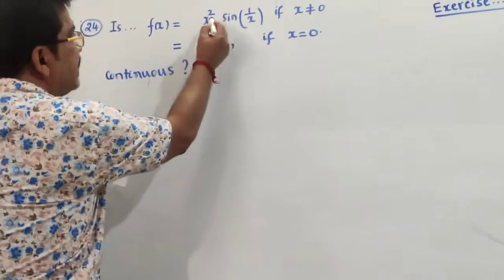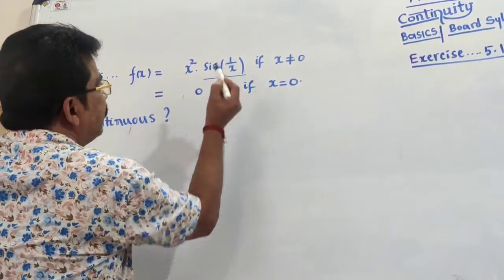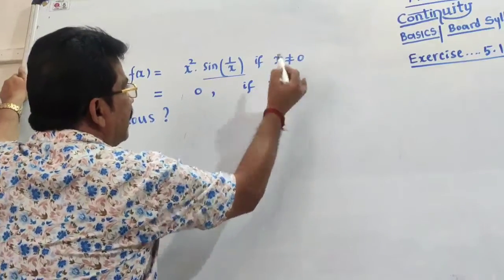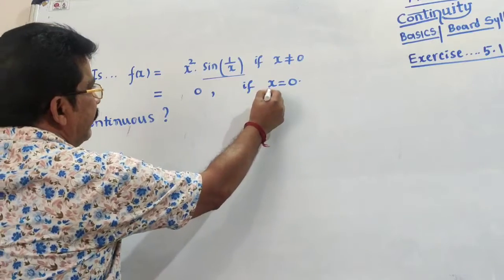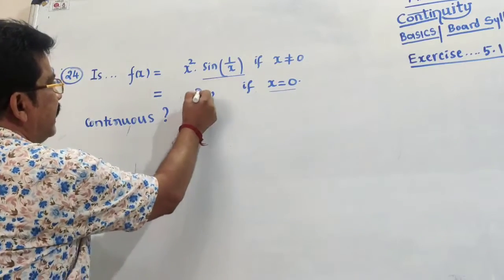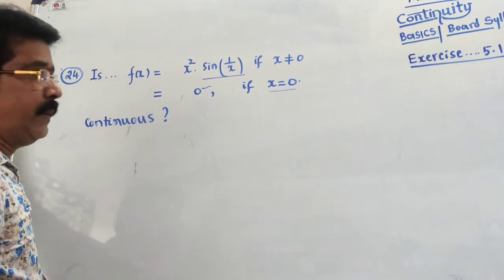Hence the problem. Question. f of x is defined as x square into sine of 1 by x if x not equal to 0, and if x equal to 0 then it is defined as 0.